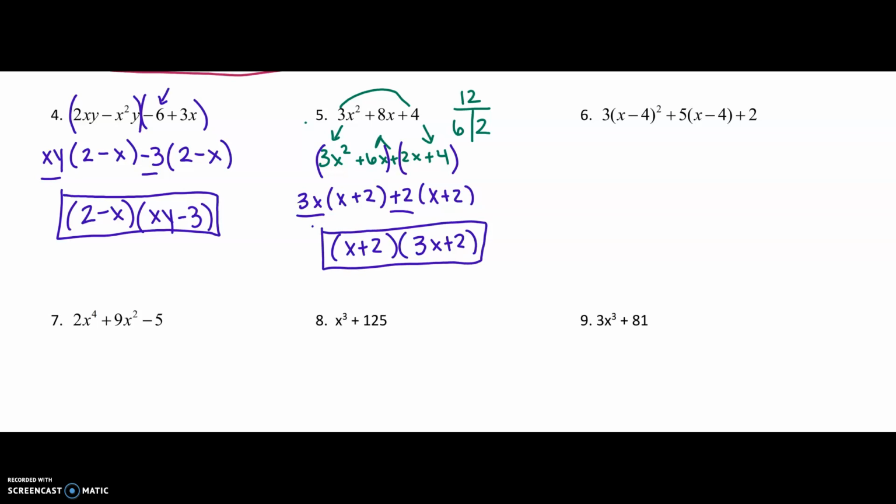On number 6, I again do not have any GCF, but I do have a trinomial. Because I have a trinomial, I have to check, is it in quadratic form? Well, the middle exponent is 1, the bigger one's 2, so therefore it is in quadratic form. So in this case, I'm going to call my a x minus 4. So I'm going to rewrite that as 3a squared plus 5a plus 2.